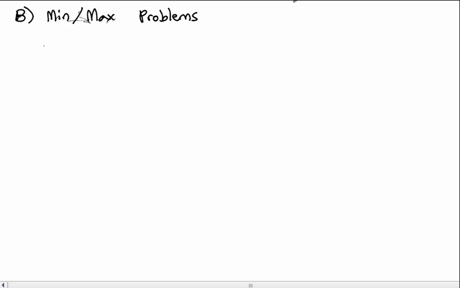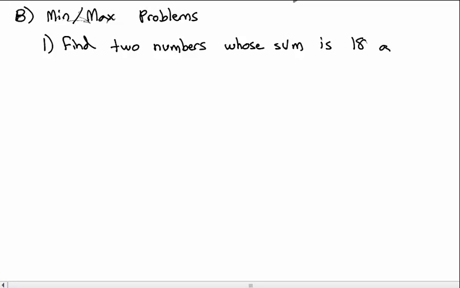So first we'll start simple. We're going to find 2 numbers whose sum is 18 and whose product is a maximum.